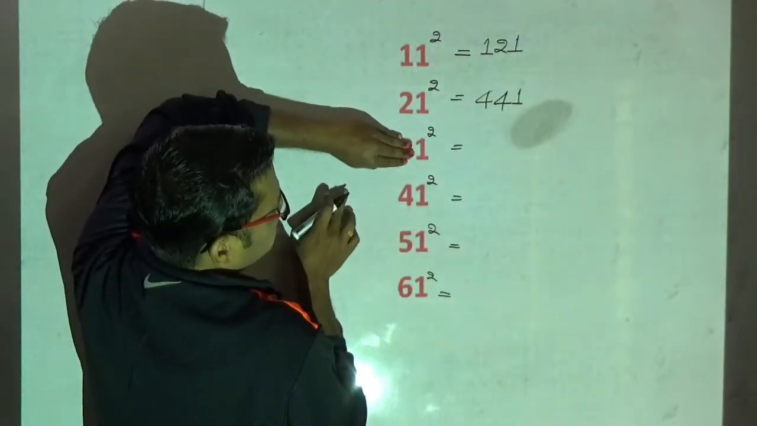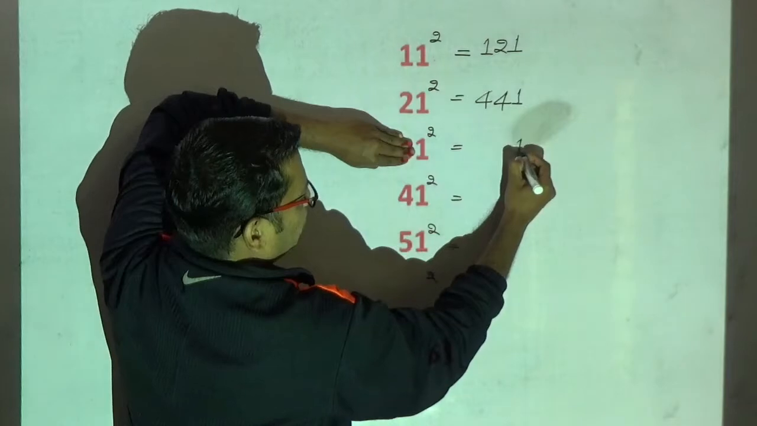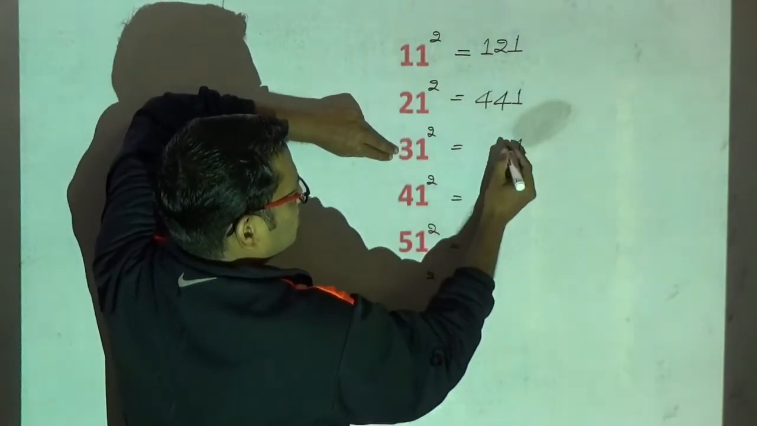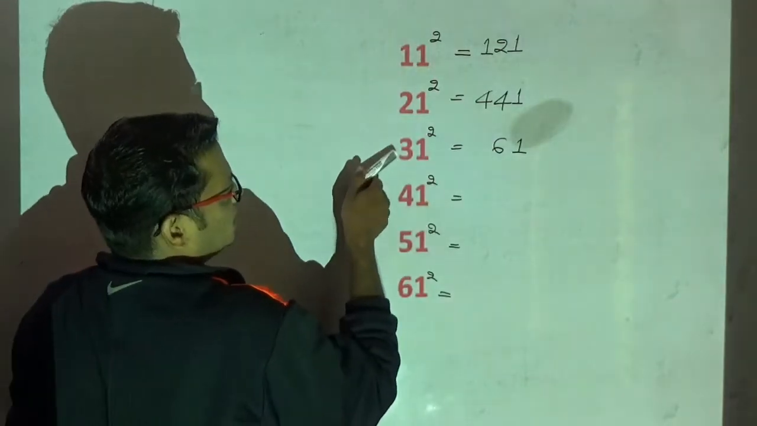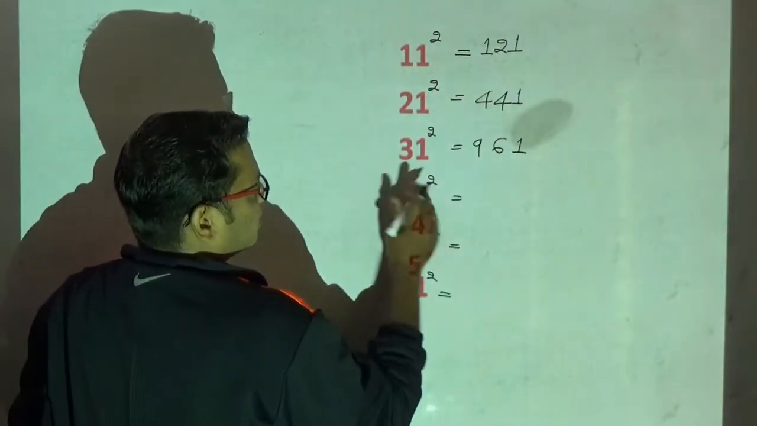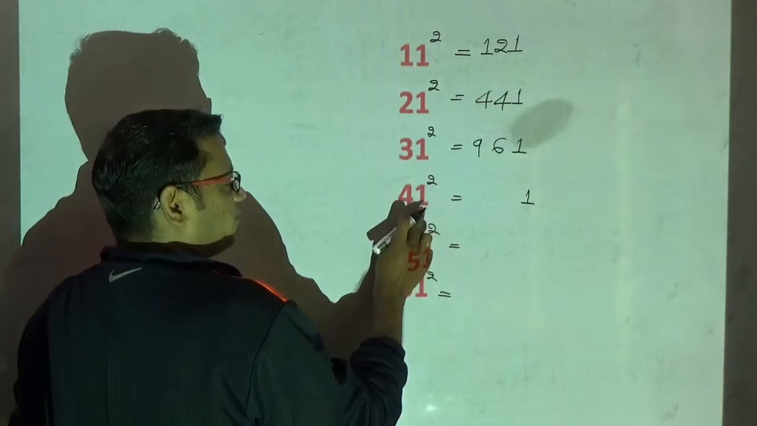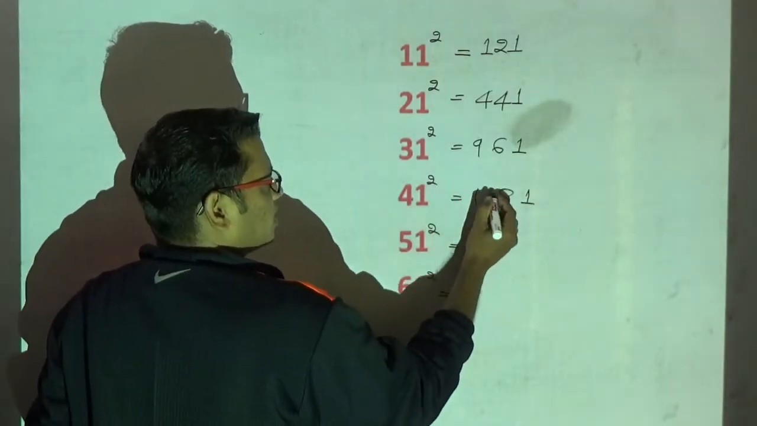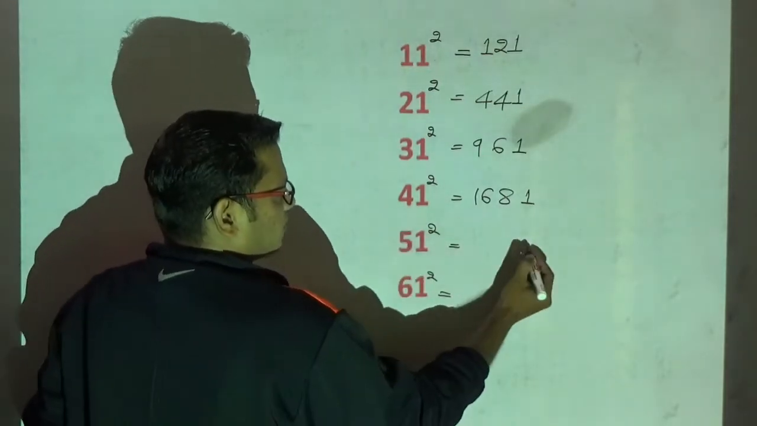Similarly here, the unit digit is 1. Square it, 1 square is 1. Double your 1, it becomes 2. 2 into 3 is 6. Then square of 3 is 9. Similarly, 1 square is 1. Double your 1, it becomes 2. 2 into 4 is 8. Then 4 square is 16.